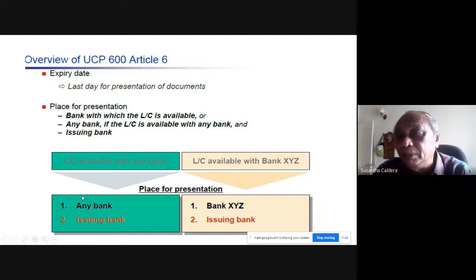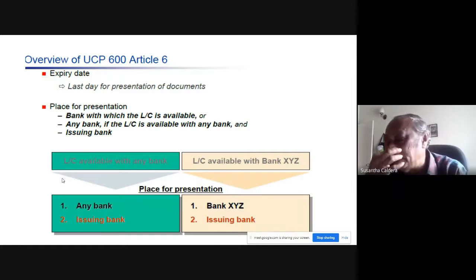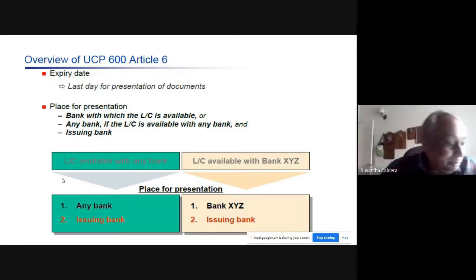Now, LC available with XYZ bank. LC available with XYZ bank. Then the place for presentation is bank XYZ or the issuing bank. Right? The issuing bank is the ultimate paying bank.